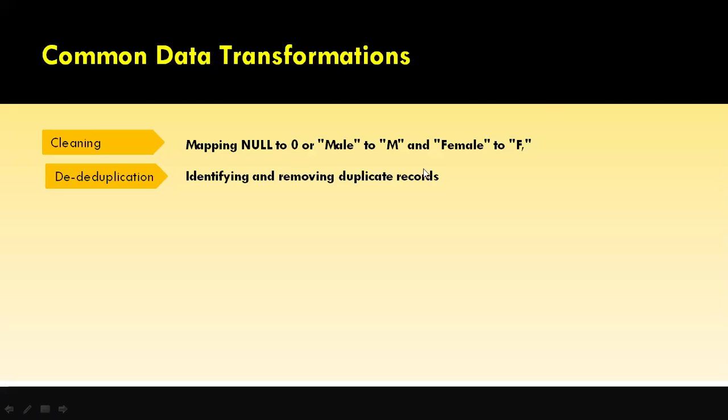In some cases, they want to map male as M. They don't want to specify the lengthy name. Instead, they want a short letter like M. M is male, F is female. This is one of the cleaning activities that we do as part of report development.